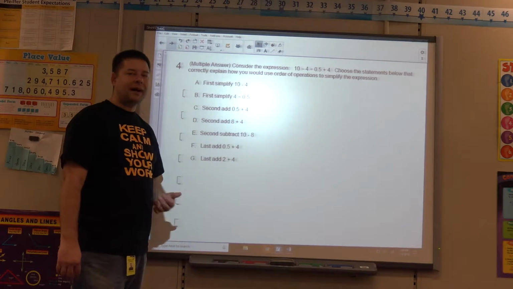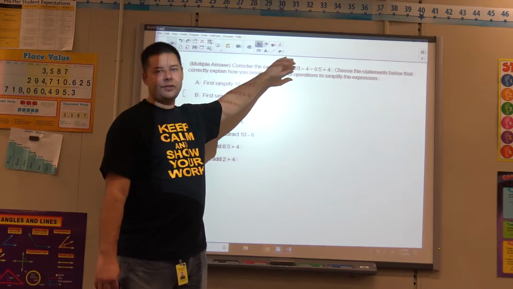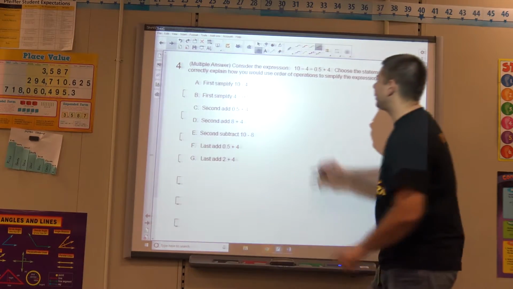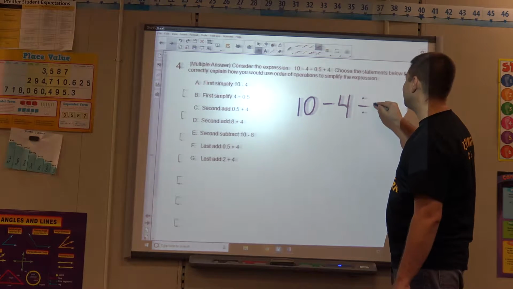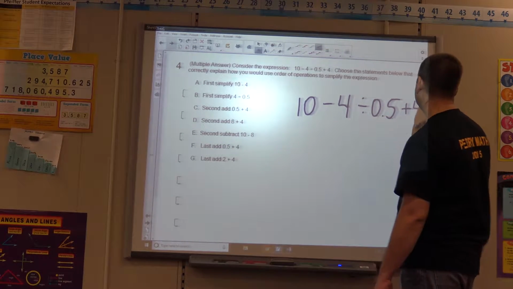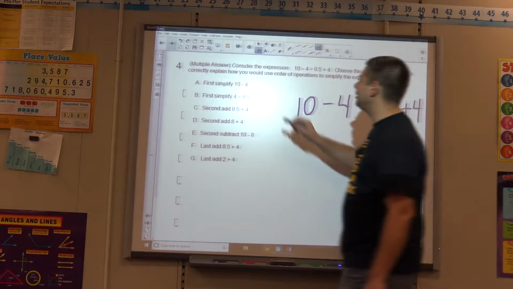Now, what I think is probably the easiest thing to do is to actually solve this and simplify this expression down, and that's exactly what I'm going to do. So I'm going to rewrite it here on the board. 10 minus 4 divided by 0.5 plus 4. So I want to think about this for a second. Order of operations, it means PEMDAS.